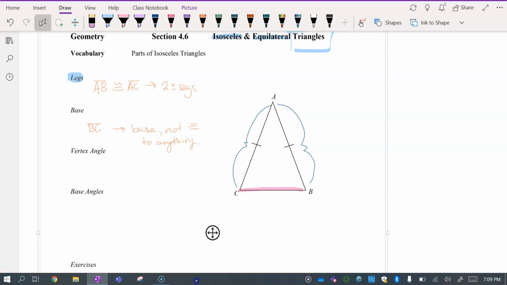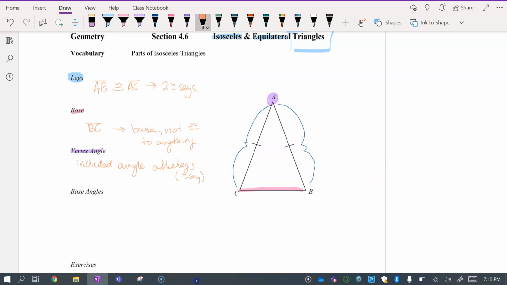It is isosceles. Okay, then we have the vertex angle. So the vertex angle here is going to be A. The reason A is the vertex angle is that it is the included angle. Okay, it is the included angle of the legs, right? And remember, the legs are the congruent segments.